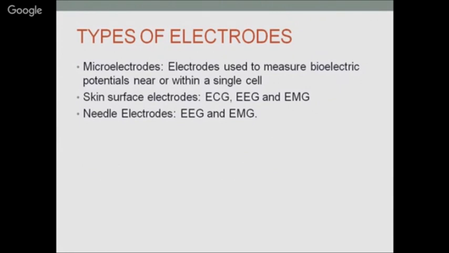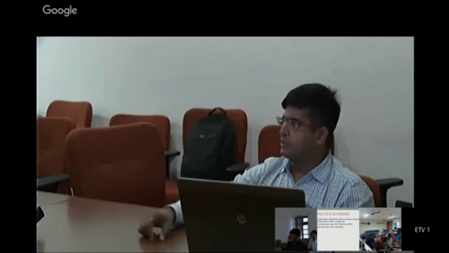Electrodes basically we use is microelectrodes. Microelectrodes, if you want a single cell measurement, means area will be very small, very small size electrodes will be there. Skin surface electrode, which we mostly use for ECG, EEG, EMG measurement.